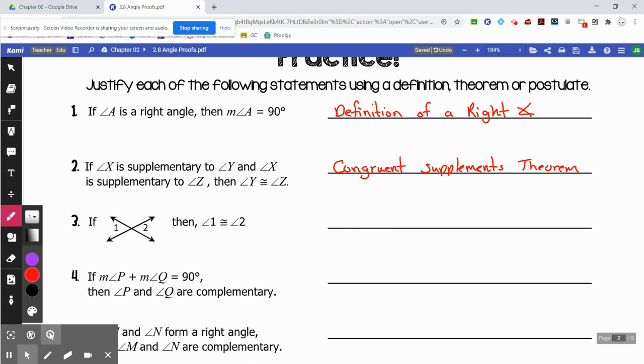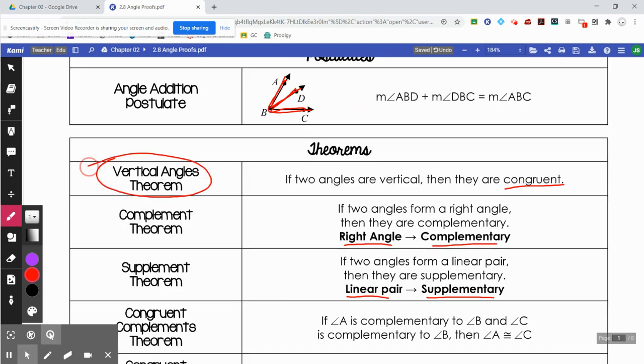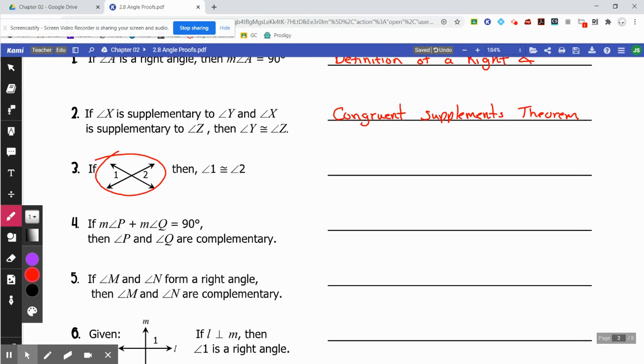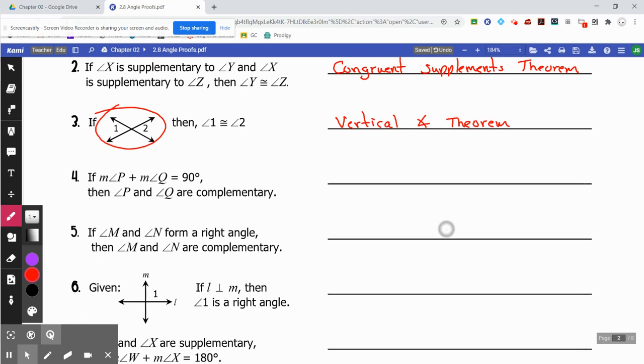Number 3, notice you have these vertical angles here. Angle 1 and 2 are vertical, then the two angles must be congruent, which follows directly from the vertical angles theorem. If two angles are vertical, then they have to be congruent. So that's going to be your vertical angles theorem. And notice anytime instead of writing the word angle, I just use the angle symbol.